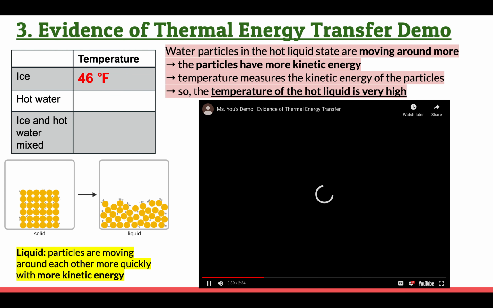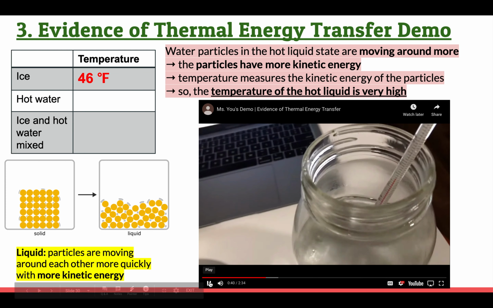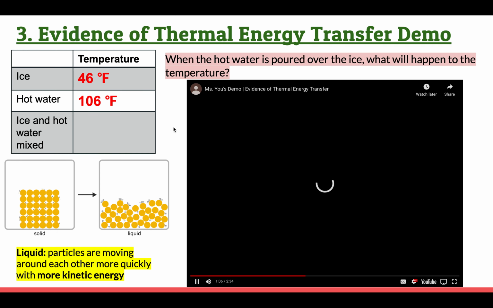Now for the hot water, the water particles in the hot liquid state are moving around more. So the particles have more kinetic energy. Remember, since temperature measures the kinetic energy of the particles, and the particles have more kinetic energy, the temperature of the hot liquid is very high. Remember, liquids have particles that are moving around each other more quickly with more kinetic energy. So the hot liquid was 106 degrees Fahrenheit.